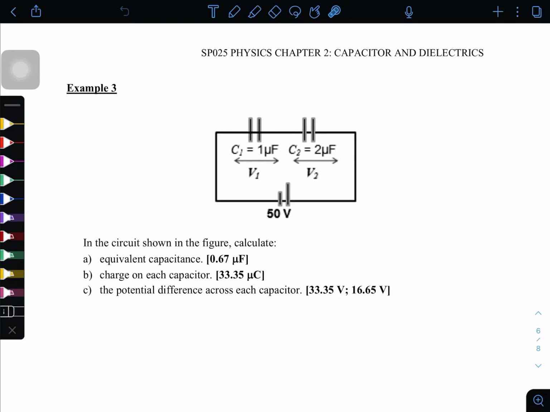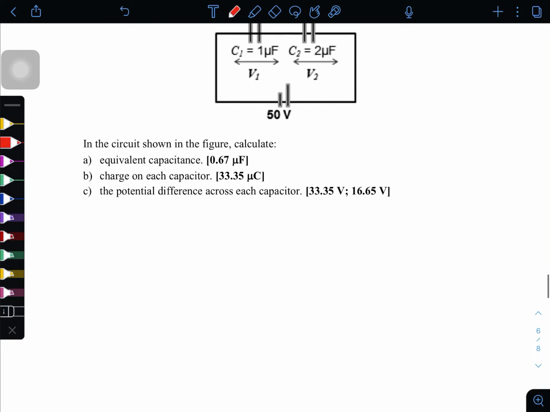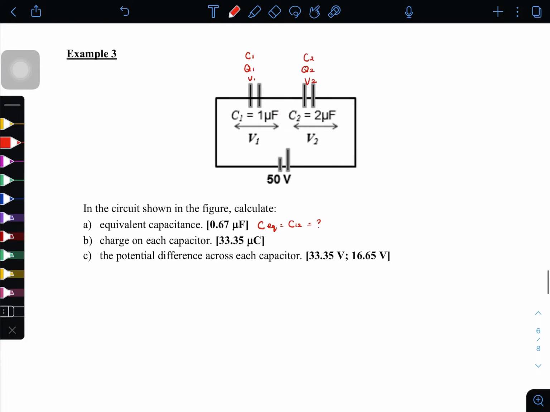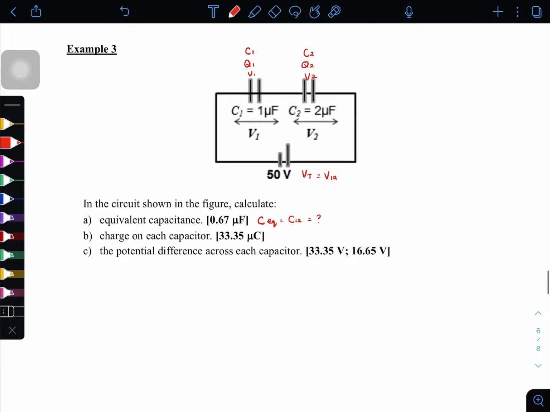is 50 volt. Okay, and we know that at C1 they're going to have Q1 and V1. At C2 they're going to have Q2 and V2. Soalan yang pertama diminta equivalent capacitance, which is C equivalent or C12 equals to berapa. Okay, so this is V total or equals to V12. Okay, sebab ada dua, so 1, 2. Alright, so A kita tengok, which is we have 1 and 2.